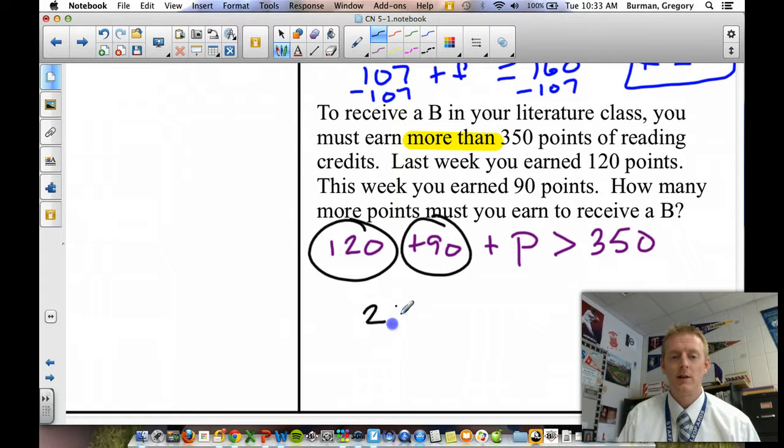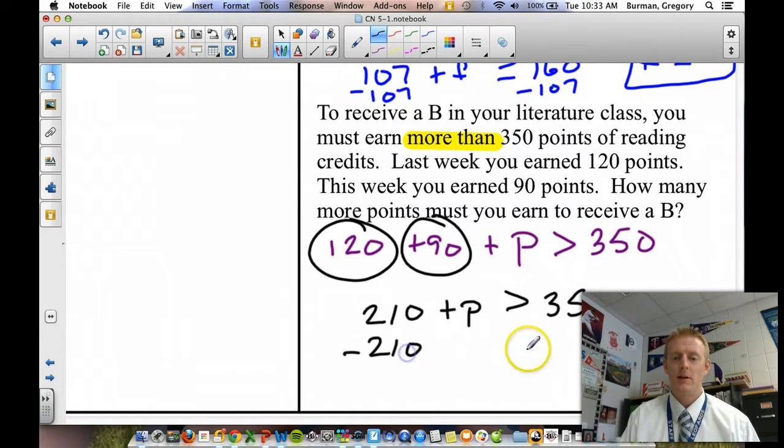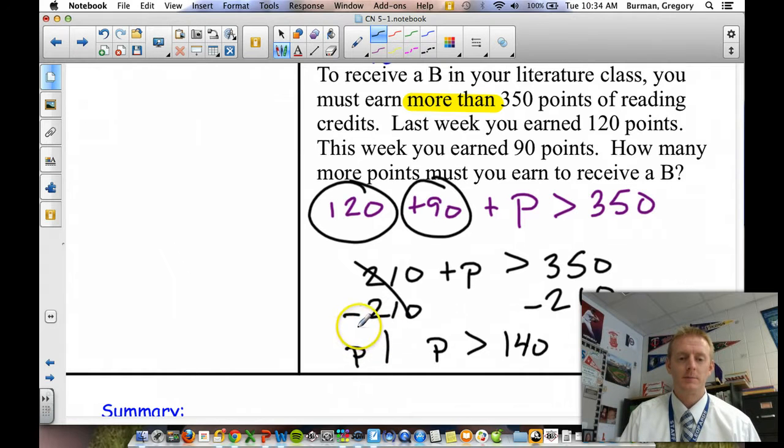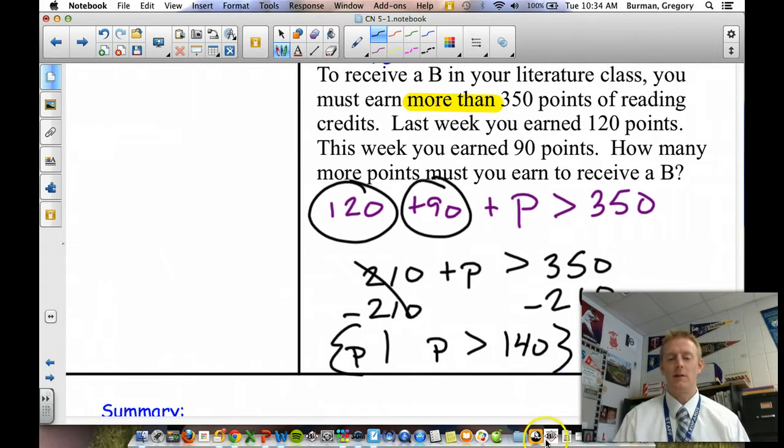So we're at 210 plus P is greater than 350. And so we subtract 210 from both sides of the inequality to get P by itself. So P has to be greater than 140 points. And you'll see this notation when we're talking about solving inequalities. So P for the inequality, so this is our variable, P must be greater than 140 points. Alright folks, this is what 5-1 is all about.